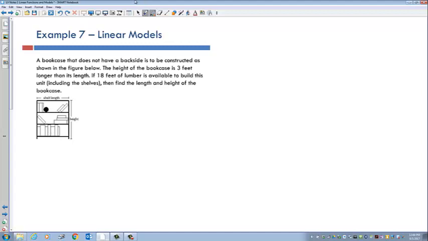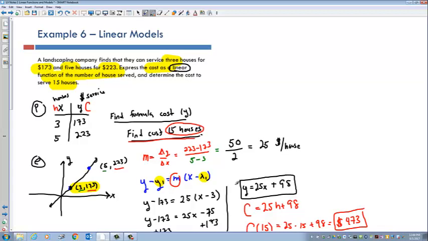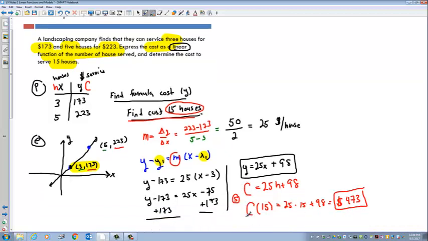Oh, I forgot to mention. So here's my solving part, right? That's my solving part. And then to test it, there really isn't a way to test it as much as you can just go back and plug in the numbers. If you plug in 3, you should get out 173 here. If you plug in 5, you should get out 223. So you can kind of test it like that. But testing is not really part of the solution to the problem.